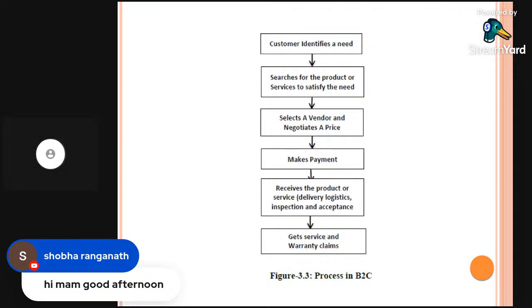Then there will be the after sales services. After sales services are provided to the customers to maintain a good relationship with them, especially at the last stage, that is having the after sales services and maintaining relationship with the customers. All these things will be done by the customer relationship management concept, that is the CRM.